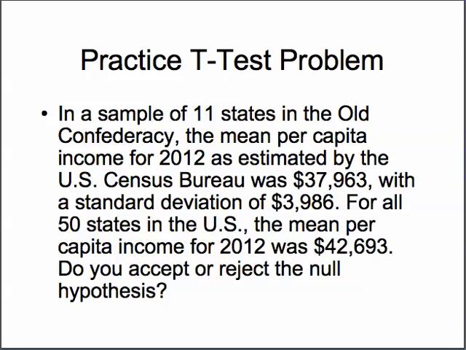Here it is. In a sample of 11 states in the old Confederacy, the mean per capita income for 2012, as estimated by the U.S. Census Bureau, was $37,963, with a standard deviation of $3,986. For all 50 states in the U.S., the mean per capita income for 2012 was $42,693. Do you accept or reject the null hypothesis?